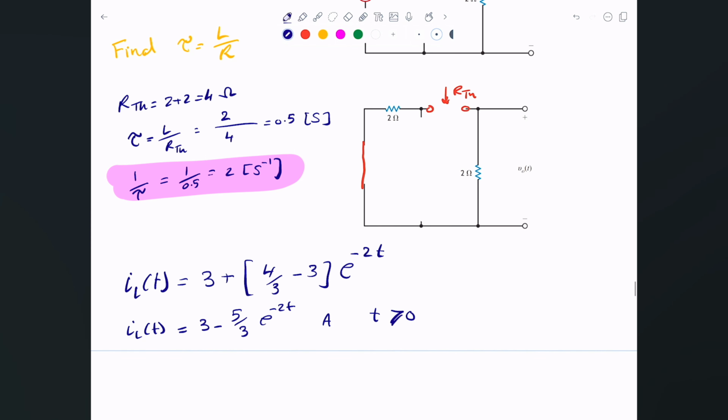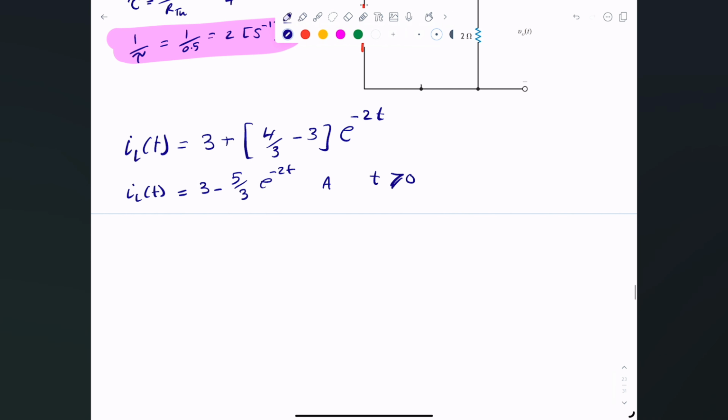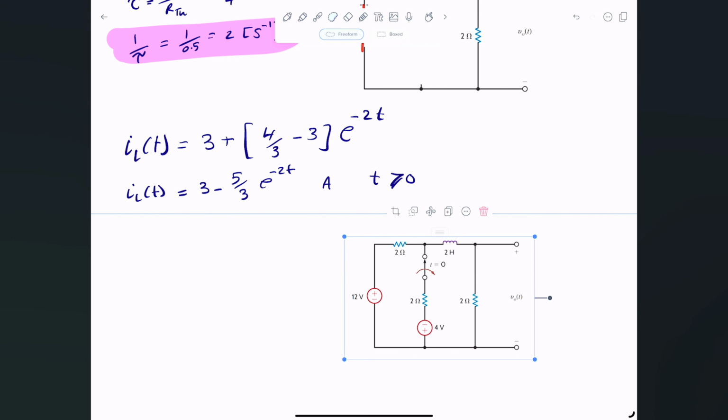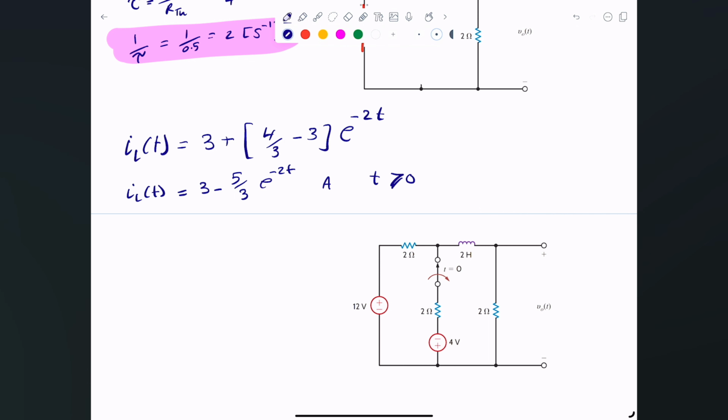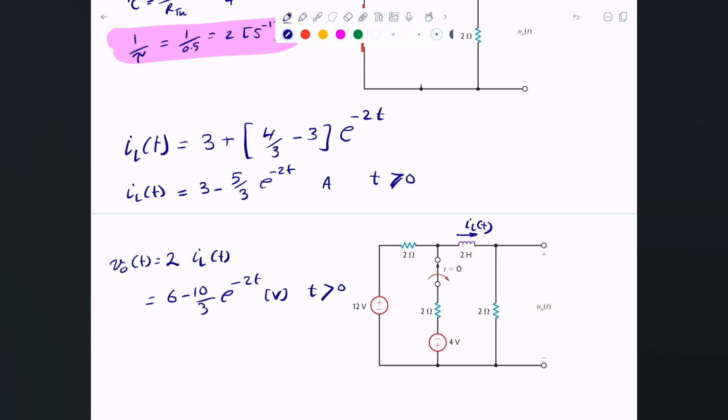But this isn't what we're looking for. If you remember, what we're looking for is V naught of t, and we decided that if I know IL of t, which I know at this point, we should be simply saying V naught of t is just simply 2 times IL of t, which means it's 6 minus 10 divided by 3 e to the negative 2t, and this is in volts. This is for t strictly greater than 0, not greater than or equal to, because there will be jumps in the voltage in here, and you can compute that jump if you wanted to.